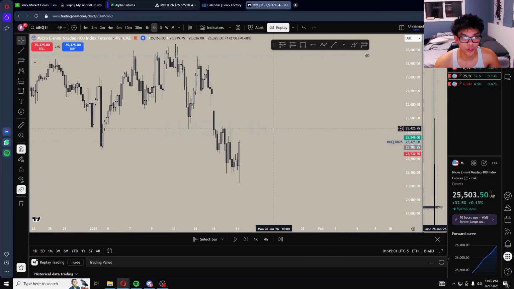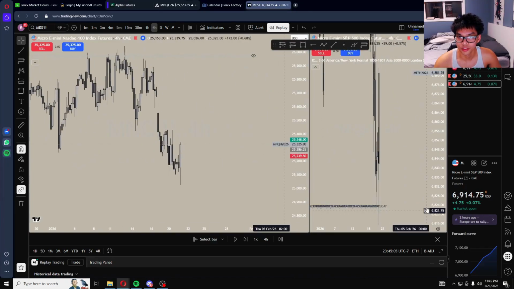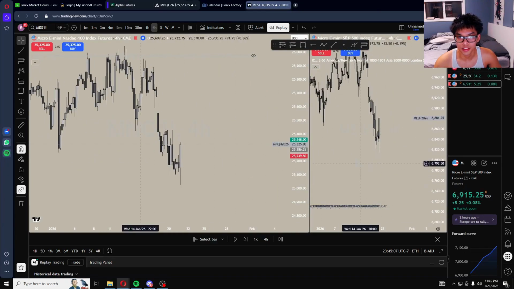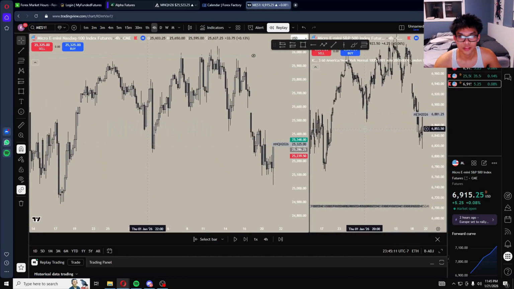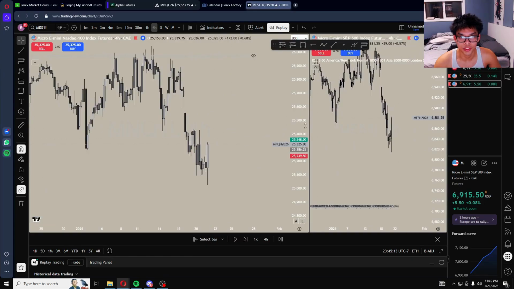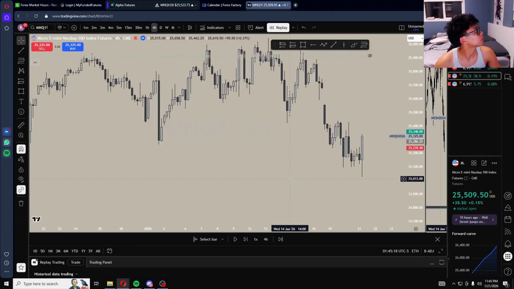So, going on the day, 4 hour. Here's ES. We do not have that SMT anymore with these lows, right? Just like yesterday, I believe. But we took a loss yesterday.